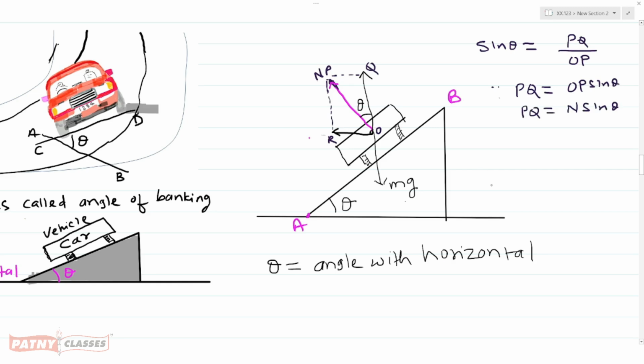Now we'll find the vertical component. For that, I need to consider cos theta. Cos theta equals OQ upon OP. Therefore, OQ equals OP cos theta. OP is nothing but the normal reaction. Therefore, OQ equals N cos theta. So we got the horizontal and vertical components of normal reaction.